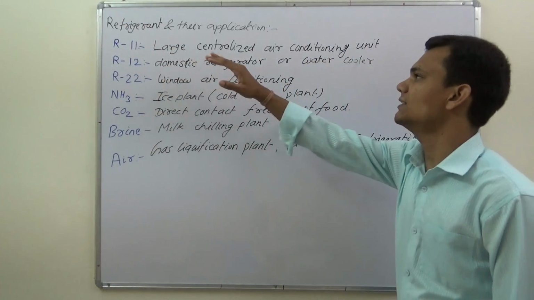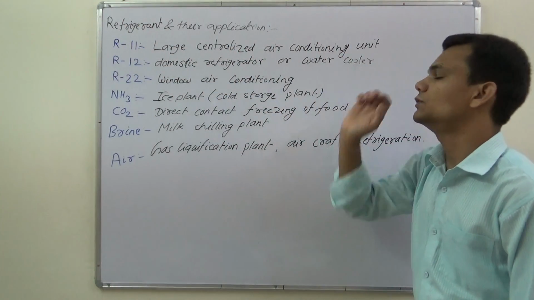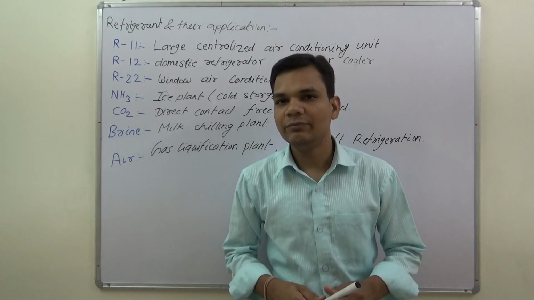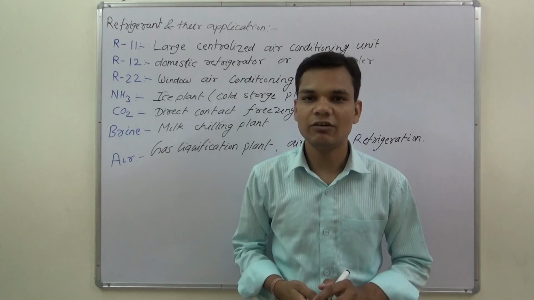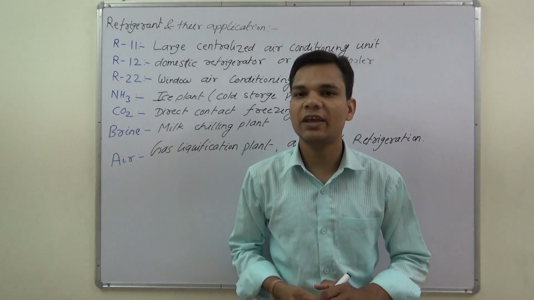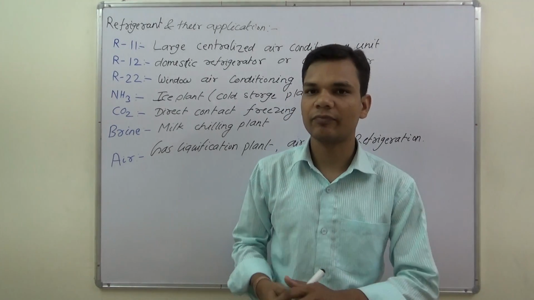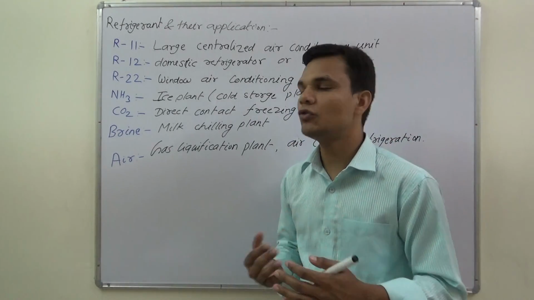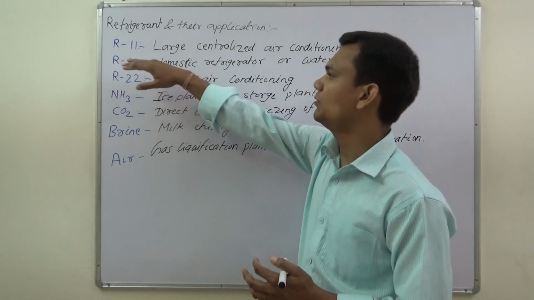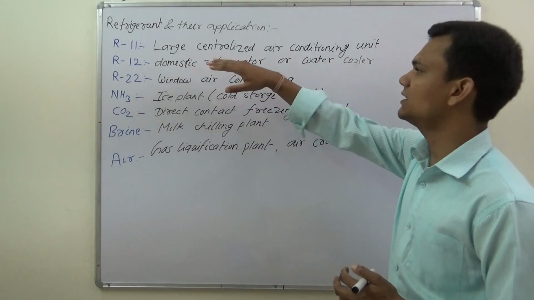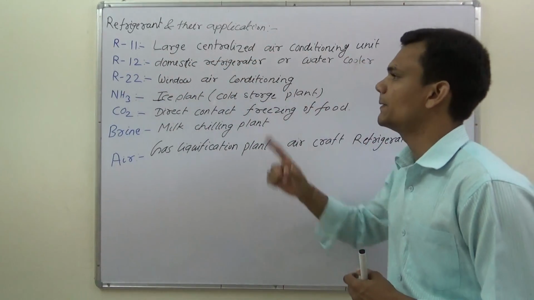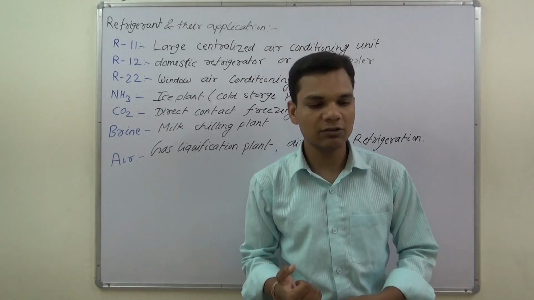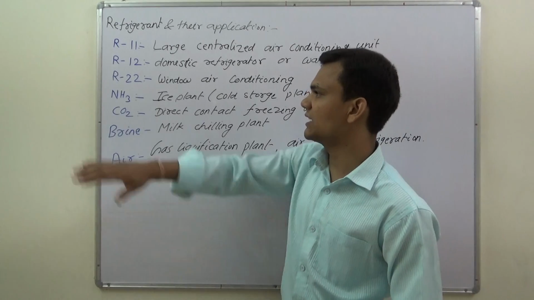R11 is used in large centralized air conditioning units, meaning it is used in large halls, cinema halls, and large spaces where we require a greater amount of cooling. R12 is used in domestic refrigerators and water coolers. R12 is used in our water cooler and the domestic refrigerator.